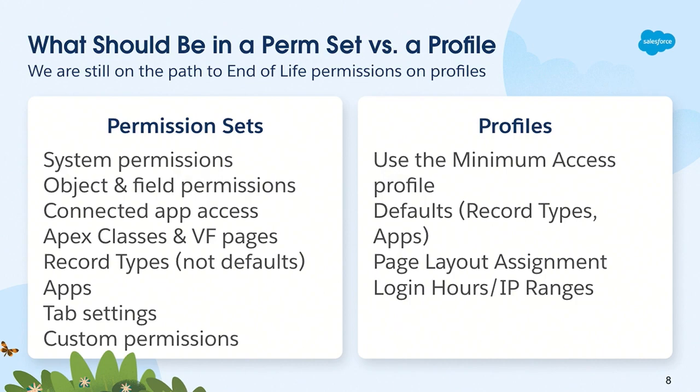Think of your permission sets as the way that you grant all of your permissioning that is many to many. So think about your system and app permissions, your object and field permissions, your connected apps, your Apex, your Visualforce, your custom permissions, your tab settings, your record types that are not defaults. Now think of your profiles as your one-to-one. Your user can only have one. So this is your defaults, your default record type, your page layout assignment, and your login hours and your IP ranges.